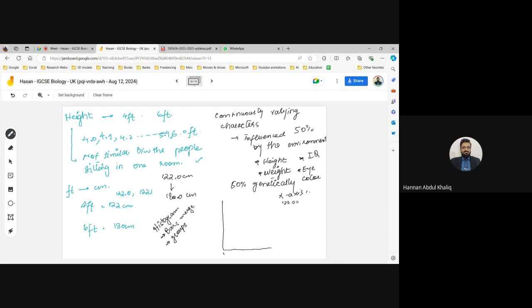Suppose 122.0 to 124.9. Then 125.0 to 129.9. Then from 130.0 to 134.9. Then 135.0 to 139.9. Now, why am I creating a difference always? Why am I not finishing it at 125.0, 130.0? Remember that in this particular histogram, the bars need to be merging, and this merging can only be represented if you make the groups like this.